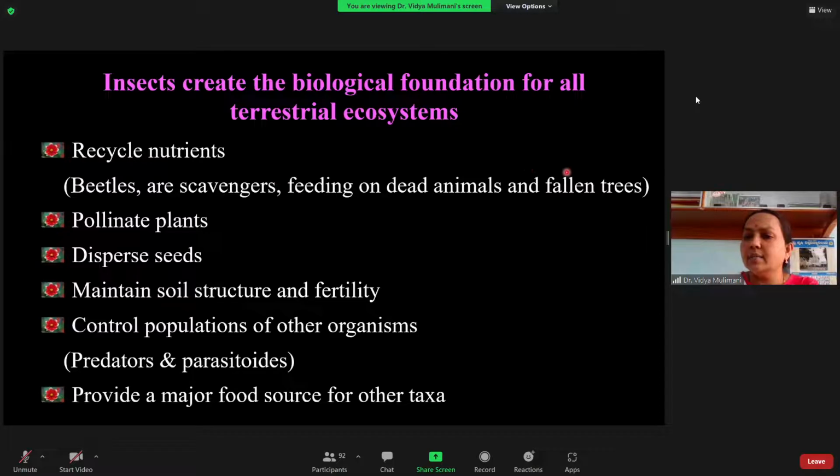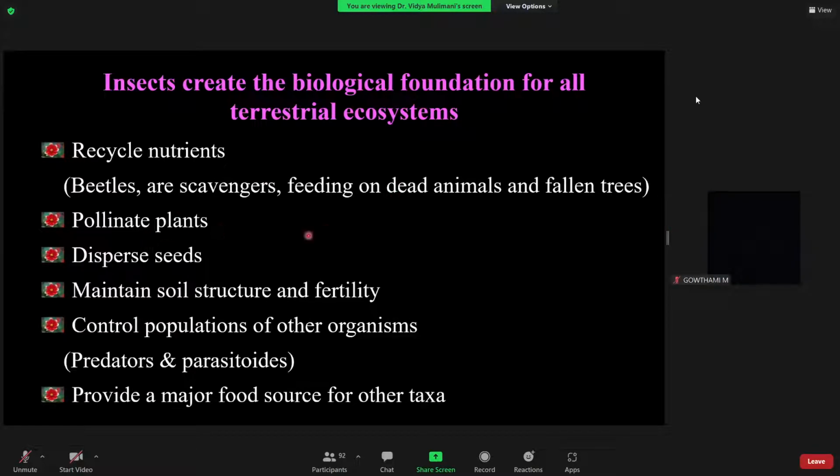The insects are playing an important role in the recycling of the nutrients. So it may be a plant part, it may be an animal body or anything that will be cleaned by the insect. Okay, so that is the important role they play in the recycle of the nutrients. So next you have is the pollination.